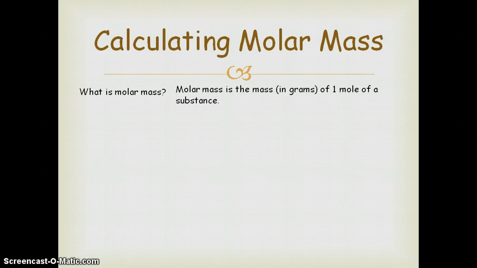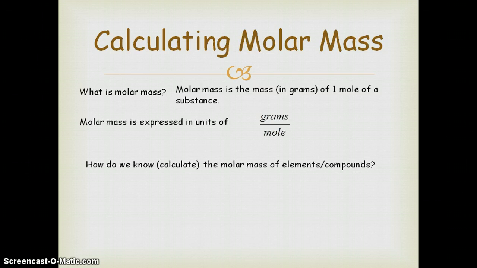So if we say, what is the mass of 1 mole of carbon, for example? Well, that's how much do 6.02 times 10 to the 23rd atoms of carbon weigh. So it is molar mass. It is expressed in units of grams per mole. So how many grams are in a mole of any substance, okay? And so how do we know or calculate the molar mass of those elements or compounds? So how do we know how much carbon weighs?